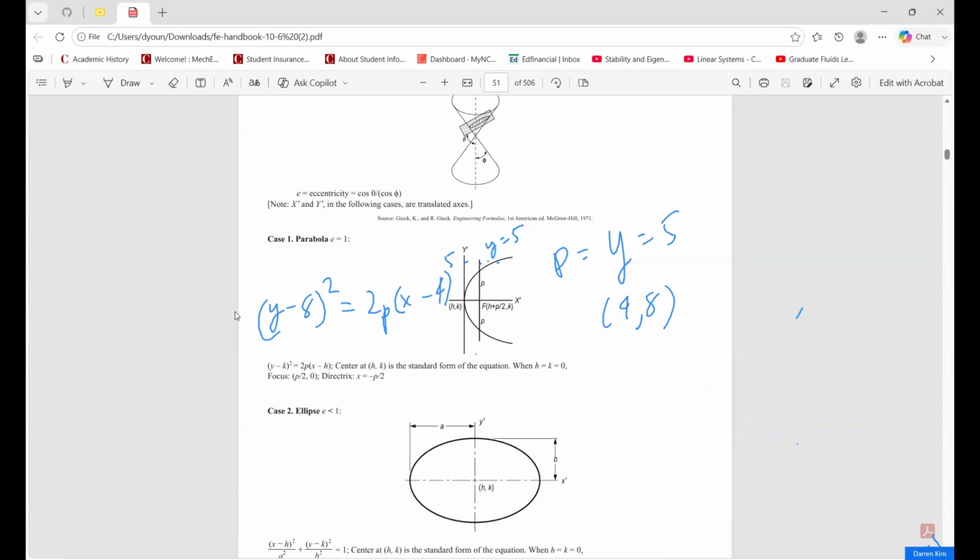So what I have to do is say, okay, y equals 5. So 5 minus 8 squared equals 2p times x minus 4. So that is 9 equals 2p. P is unknown, and I need to figure out p too. P is a focus, when h and k is at 0, so that doesn't really help.